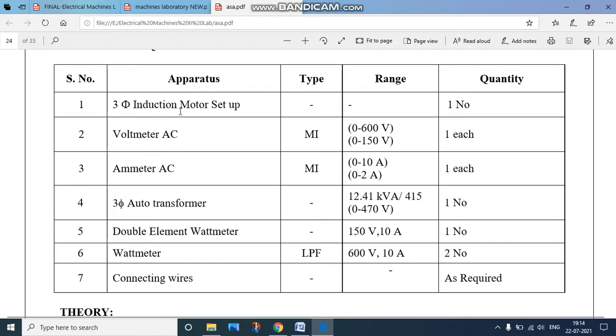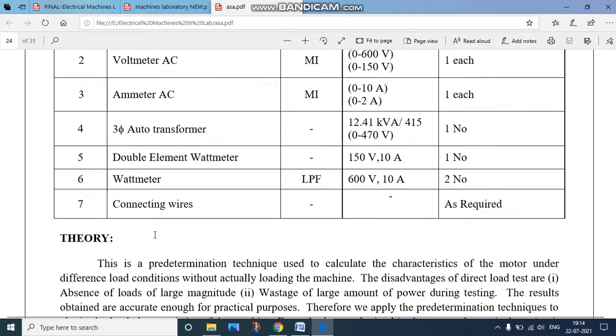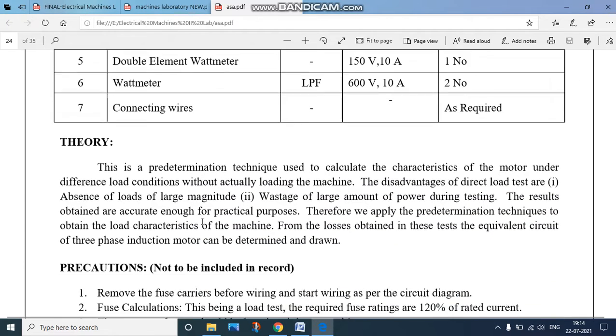This is the apparatus required: a 3-phase induction motor setup and a voltmeter. For this AC voltmeter we have to use MI instruments only, that is moving iron type instruments. If it is DC, we have to use moving coil type instruments. And we have to use a 3-phase transformer, a double element wattmeter and another wattmeter, then connecting wires.